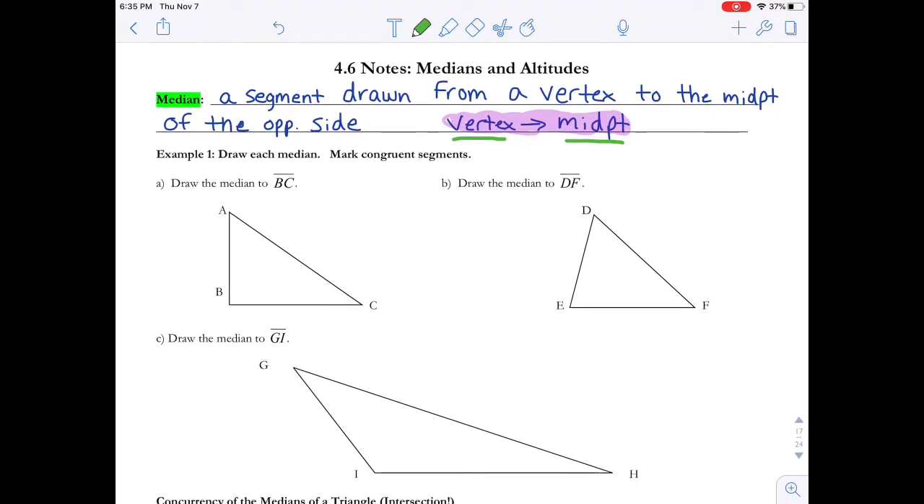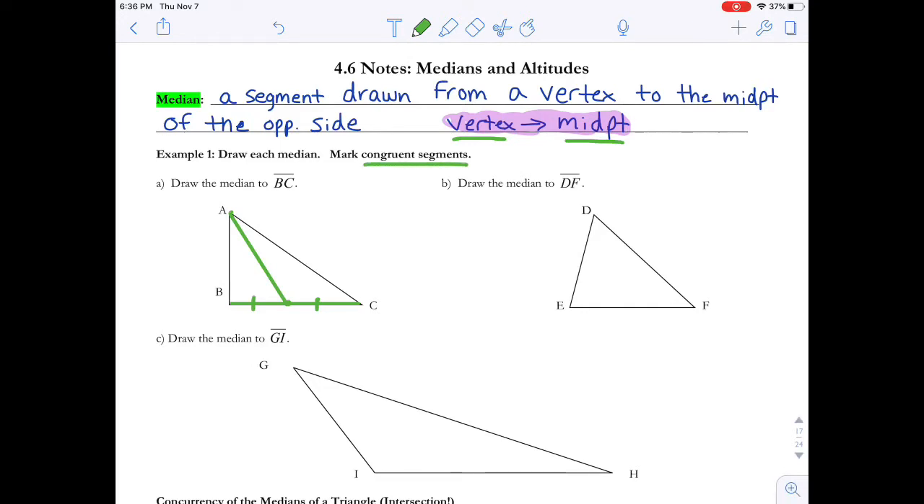So this first one says draw the median to BC. So here is BC. It's going to go from the vertex A to the midpoint of BC. So let's say here's our midpoint. I'm going to draw a line from there to there. That would be our median. Okay, it went from the vertex to the midpoint, which we now know that these two segments down here are congruent. Okay, we want to make sure we do mark those congruent segments.